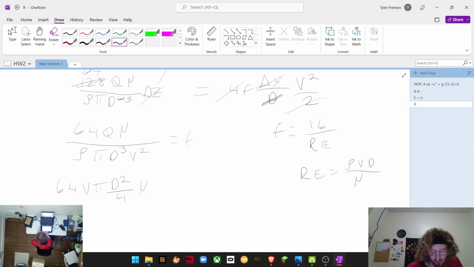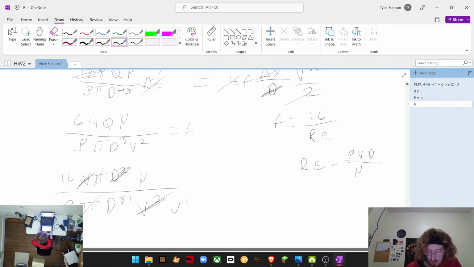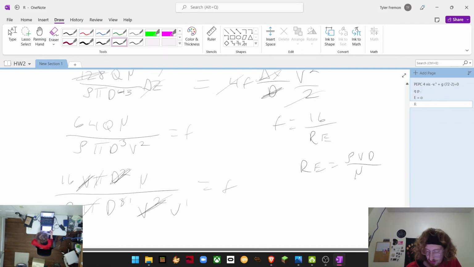So these 2 will cancel, and this will just become 16 d squared over mu. And then we'll have rho pi, these pi's will cancel, d cubed, this will cancel, this will just become d to the first. And then we have v squared, this will cancel, and then this will just become v to the first. And that'll be equal to our Fanning friction factor.